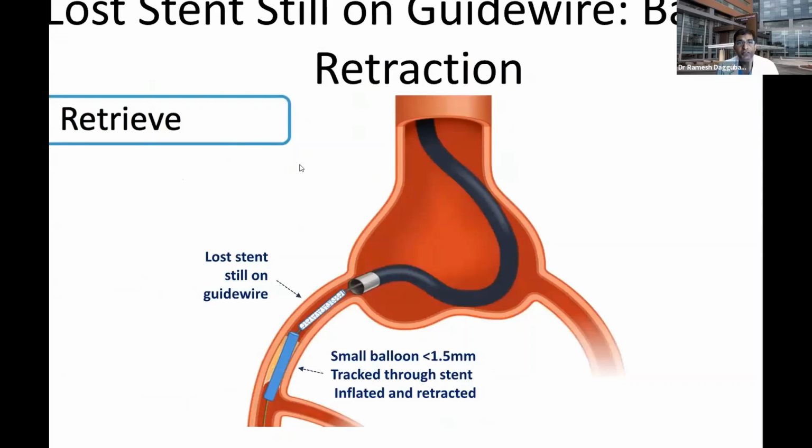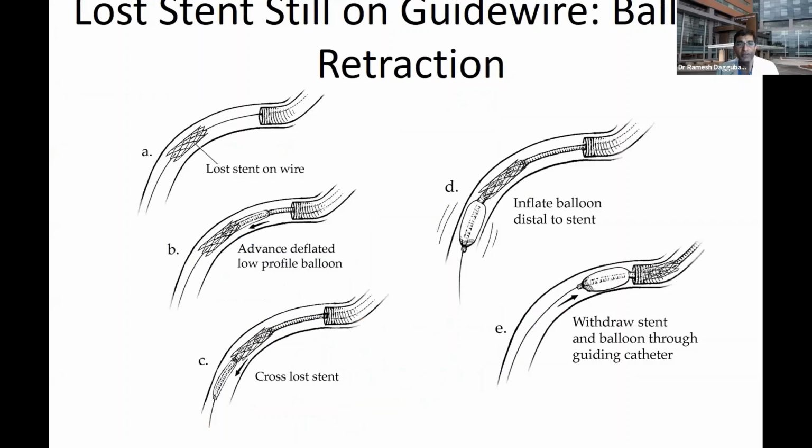So a lost stent, which is still on a guide wire, you can actually do a balloon retraction, meaning a small, less than 1.5 balloon can be tracked through the stent, inflated and retracted. Normally people say go beyond the stent, which I'll show you in the next picture. But I like actually to be a little bit within the stent. So half of the balloon is within the stent and half of the balloon is beyond the stent.